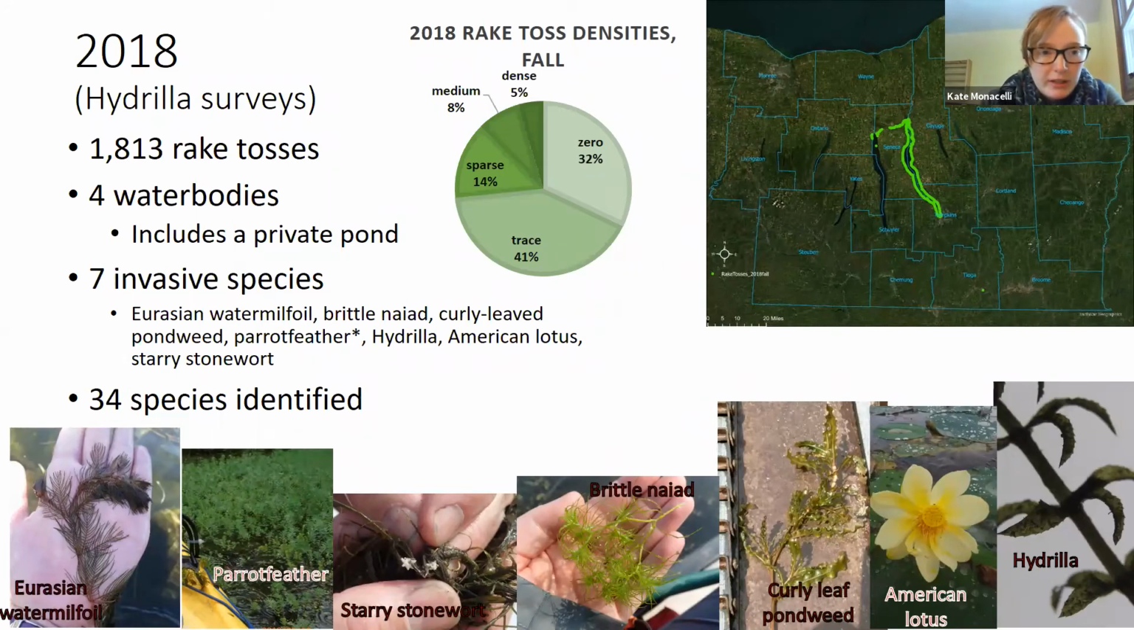And then while we were surveying for hydrilla, this survey took place from September through the beginning of December. And so we're seeing a lot less plants on the rake. So much more 0 rake toss densities and more sparse and trace densities than medium or dense.